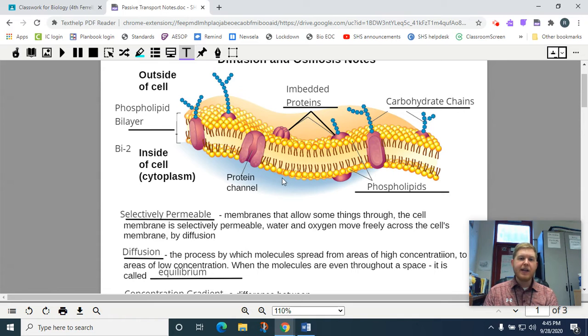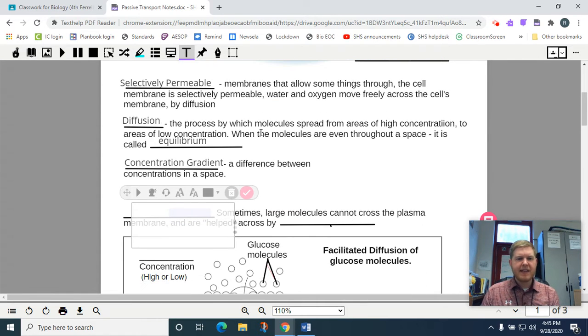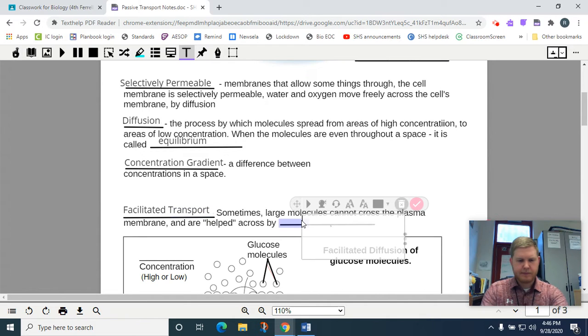And the only way they're getting through is using some sort of door. They can't squeeze on by. They have to have a clear way, like a doorway here. If we have something that's big that can't pass the plasma membrane or the cell membrane, that's going to use something called facilitated transport. And basically all it means is it just needs help.